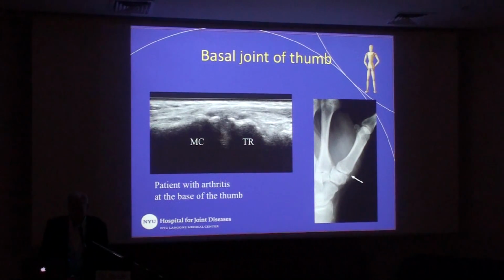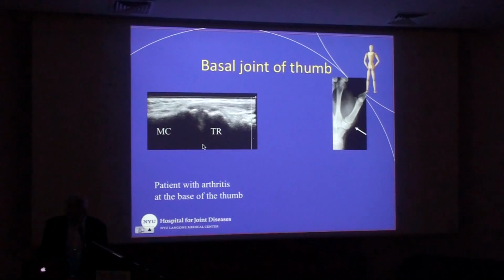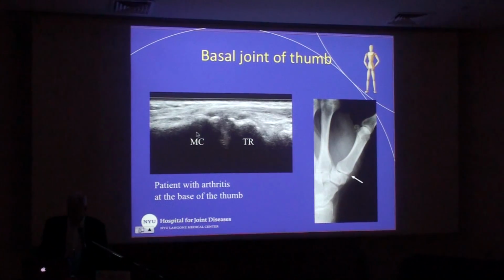This is the basal joint of the thumb. It's a common location for arthritis, and I've done a fair number of these types of injections. What this looks like on ultrasound is: here's the base of the first metacarpal, and the trapezium over here. This corresponds to what we see in the radiograph.